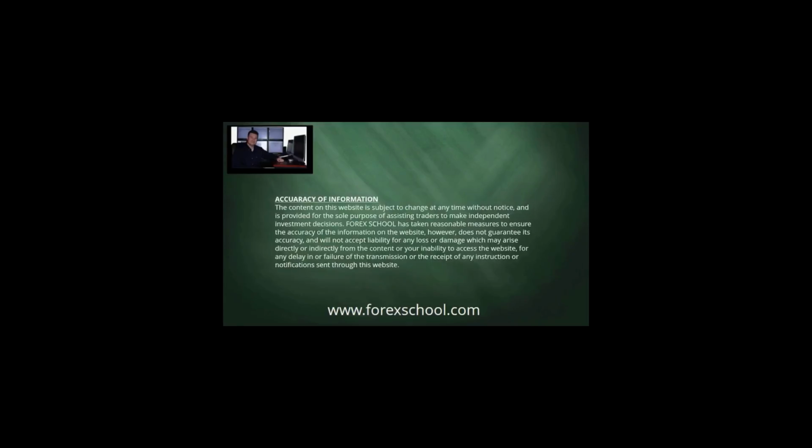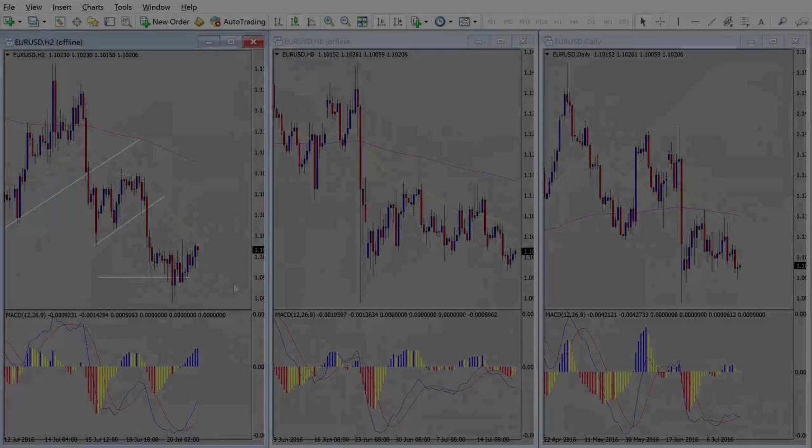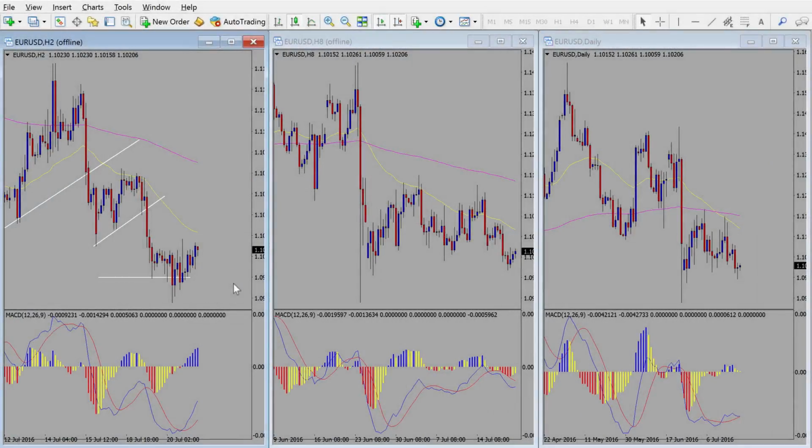Now let's take a look at the live market. Let's take a look at the live price action on the Euro-US dollar, where we look to plan and strategize a trade before the market moves.